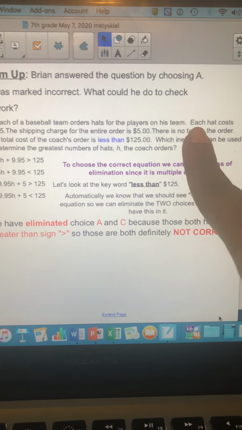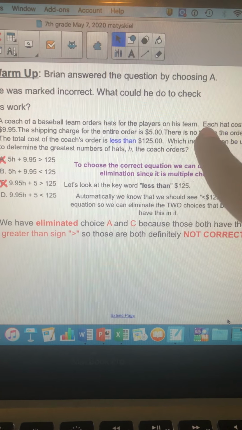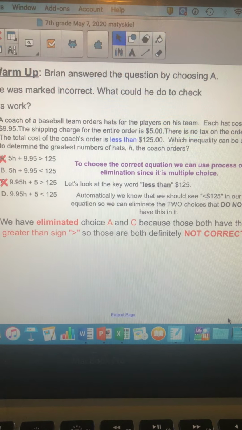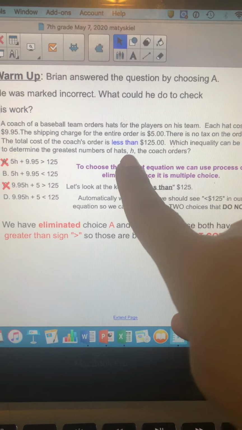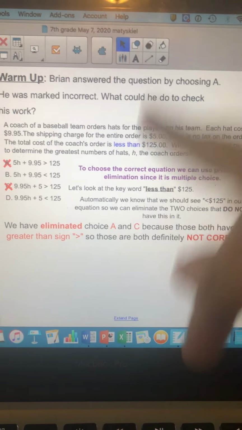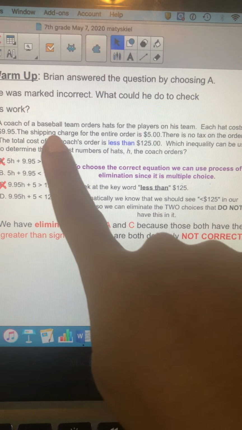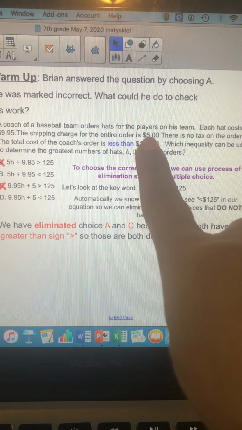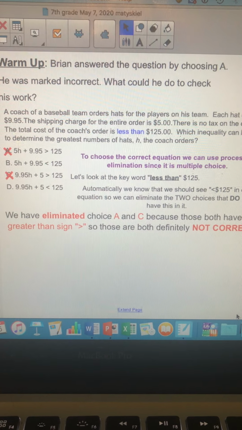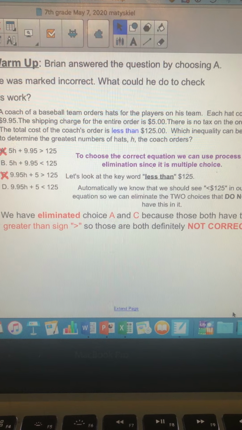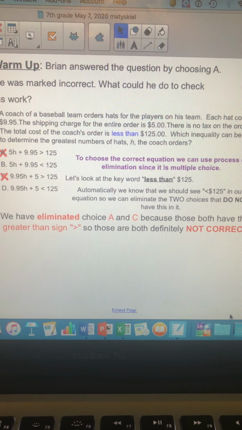So I noticed that it's telling us that each hat costs $9.95. When I see the word each, that indicates multiplication. So I know that I'm going to be multiplying $9.95 by the amount of hats that the coach is ordering, but I don't know that, right? So that would be $9.95 each. And then they also tell us there's a shipping charge on the entire order of $5. That's a one-time charge. They are just charging you those $5 for the shipping, and you're just charged that once. So we would just include that in our total.